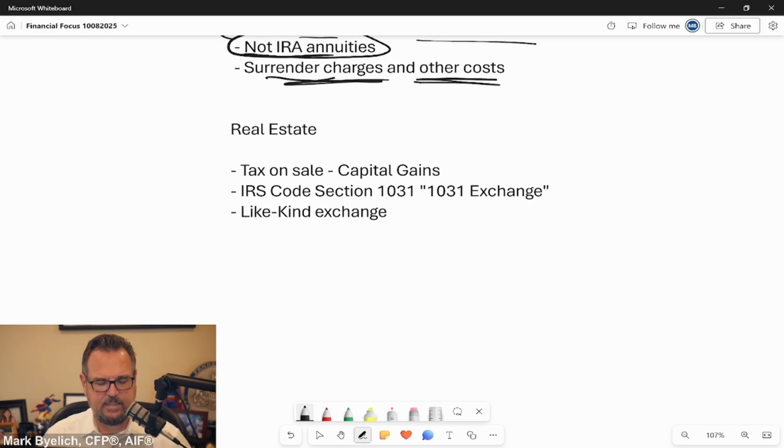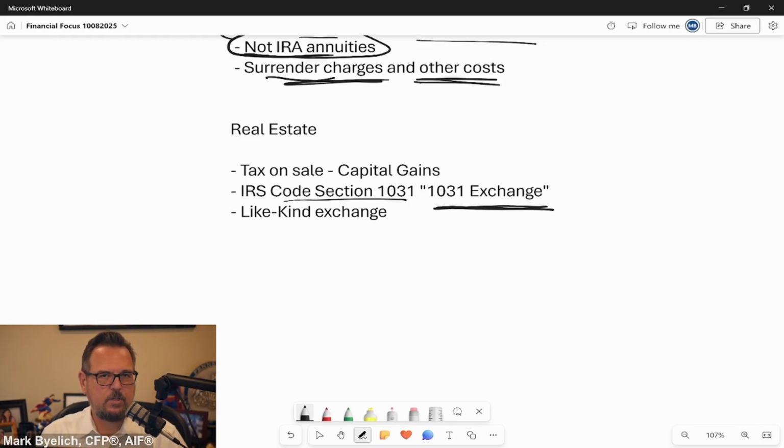Now, real estate. This is a big one. If I haven't done it already, I'm going to do a whole video on 1031 exchanges. You'll hear these referred to as 1031 exchanges, and that comes under IRS Code Section 1031. That's where these numbers come from: 1035, 1031, 401(k). 401(k) is Section 401, subsection (k). So that's where these numbers come from.